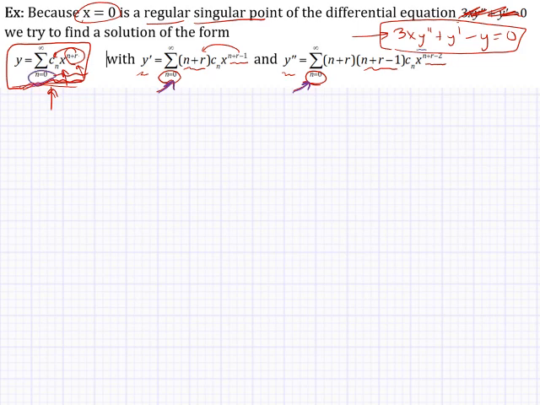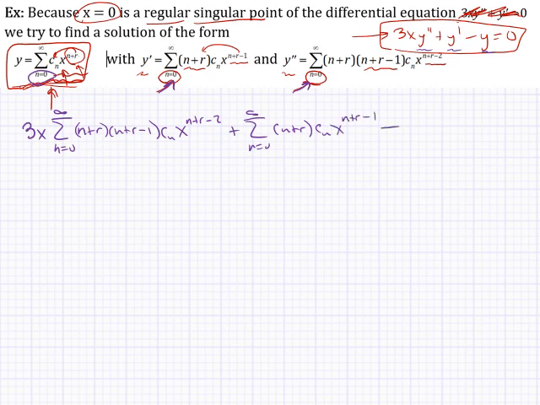All right, but now it's time to plug in y double prime, y prime, and y into the differential equation. So we'll have 3x times the sum from n equals 0 to infinity of n plus r times n plus r minus 1, c sub n, x to the n plus r minus 2, plus the derivative, which is the sum from n equals 0 to infinity of n plus r, c sub n, x to the n plus r minus 1, minus the original y, which is the sum from n equals 0 to infinity of c sub n, x to the n plus r, and that equals 0. This is still a homogeneous equation.